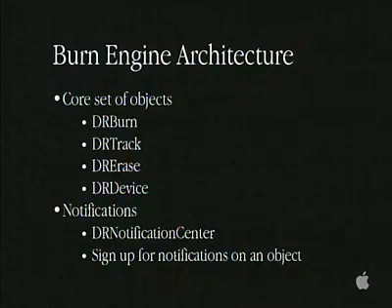So we've got a core set of objects to handle all this. There's really only 4 objects in the whole core engine. We have an object for representing a burn. We have an object representing a track. We have an object representing an erase. We have an object for devices. We also have our own notification center. If you've ever used CF Notification Center, we have our own variant on it, which lets you just sign up for notifications. We'll deliver all of our notifications through this notification center. And we'll get into that in a bit. So let's look at the objects.